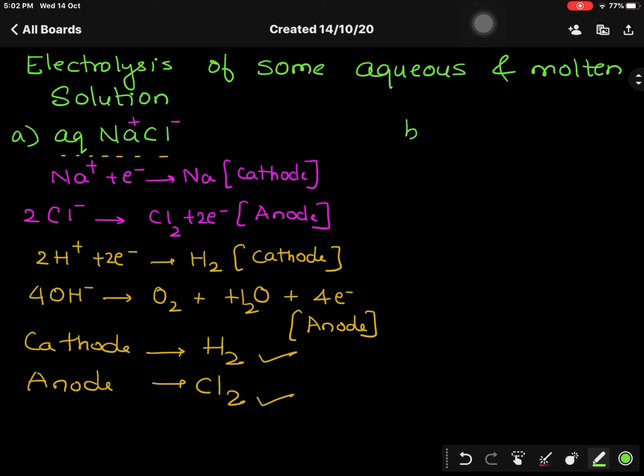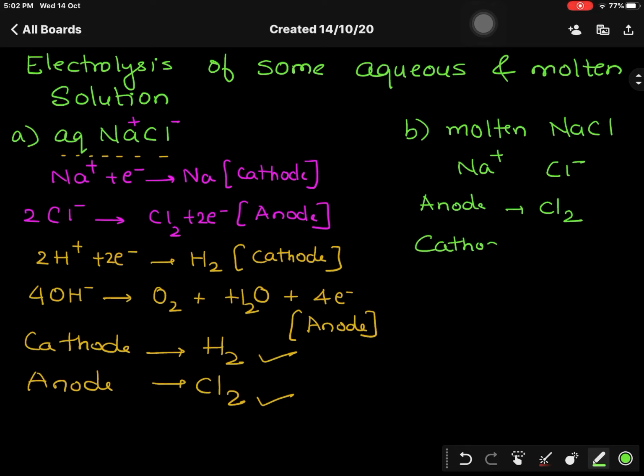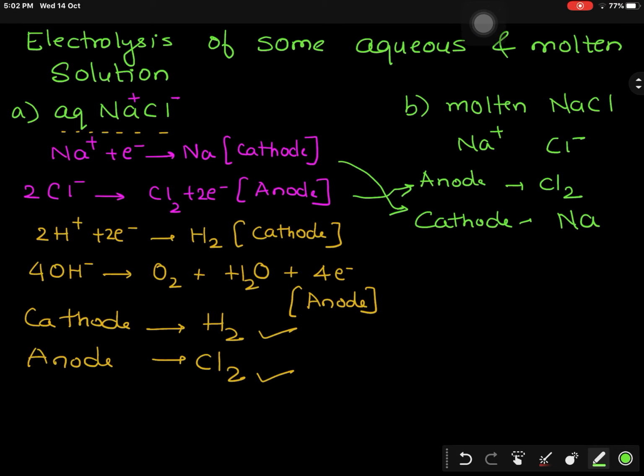Now suppose if I take molten NaCl. Molten or fused NaCl means there is no water, it is just liquid state NaCl. So there is no confusion at all. I will have Na plus and Cl minus, and at anode Cl minus will go and form Cl2, and at cathode Na plus will deposit as sodium. Same reaction as what we have written here, right? So there is no problem with that.